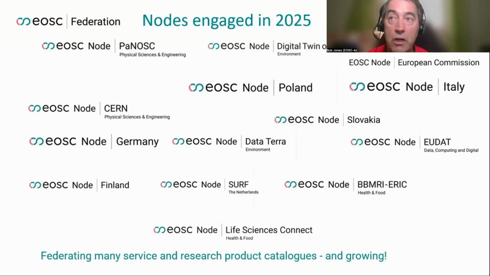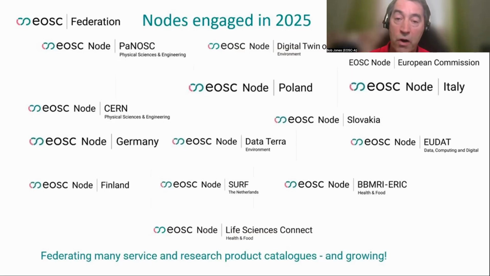They are a combination of national nodes like the Polish node, Slovakia, and Germany and so on. And then also some thematic nodes in different disciplines like PANOSC for physics, sciences, and engineering, but also the Life Science Connect node and DataTerra and so on, a range of those. And also EUDAT as an e-infrastructure node. So there's a combination of 3 different types of nodes in there according to their focus, either national, thematic, or infrastructure. And of course, in the top right, you can see the European Commission's EOSC EU node there as well.